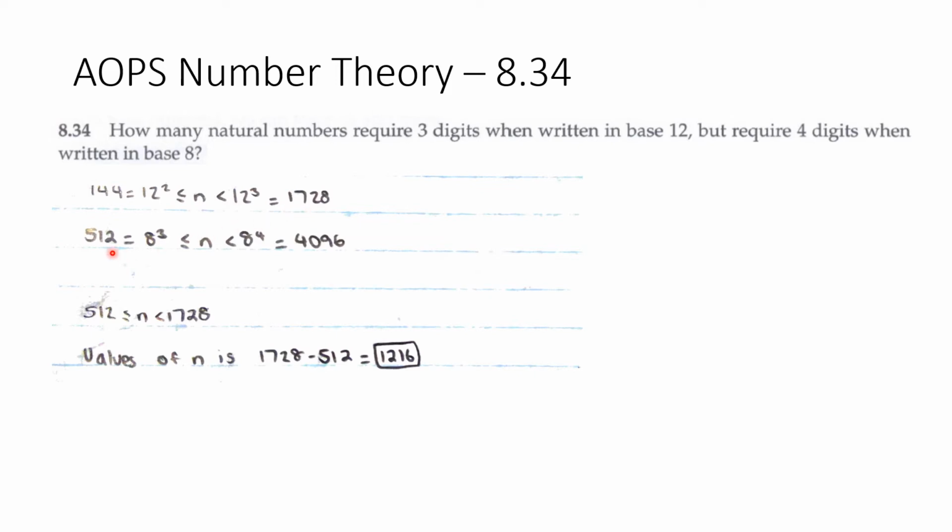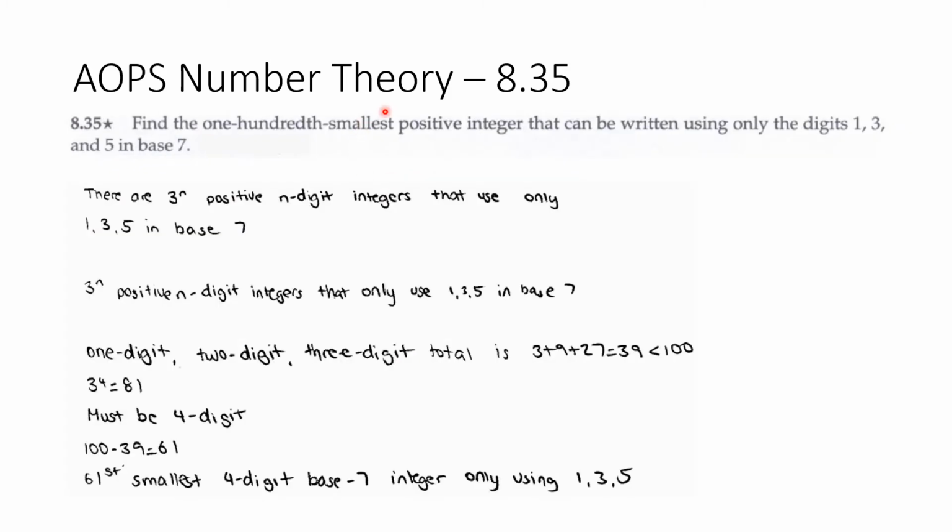And if it requires 4 digits when written in base 8, that means 512, which is equal to 8 to the power of 3, is less than or equal to n, which is less than 8 to the power of 4, which is equal to 4096. So if we just combine these two inequalities, that means 512 is less than or equal to n, which is less than 1728. So the number of values of n is 1728 minus 512, which is 1216.